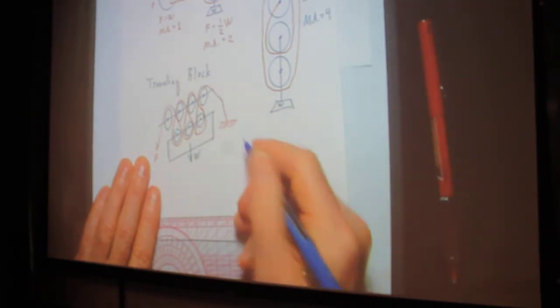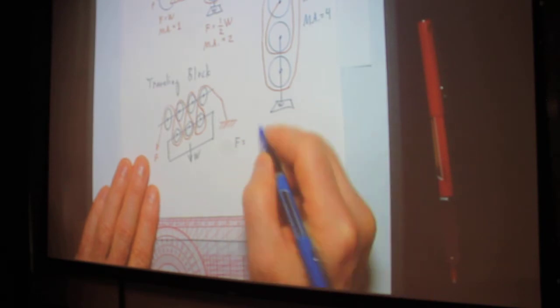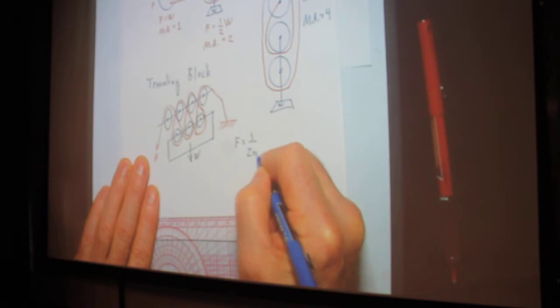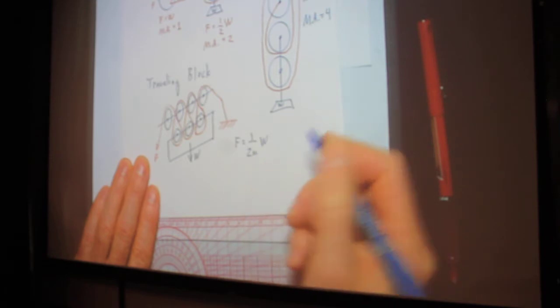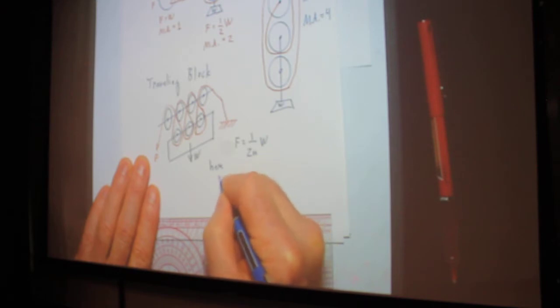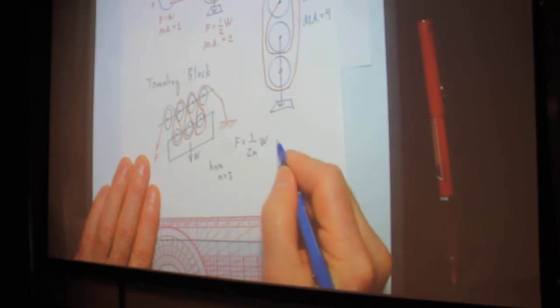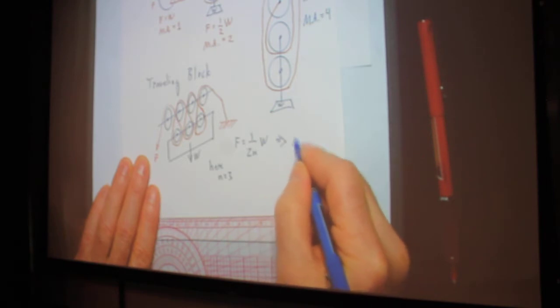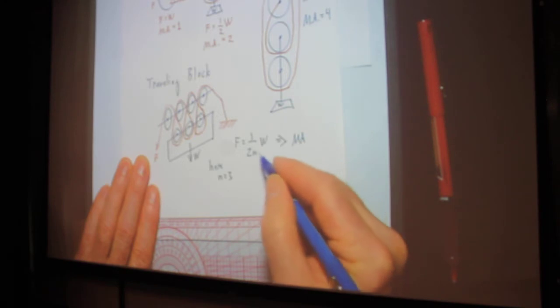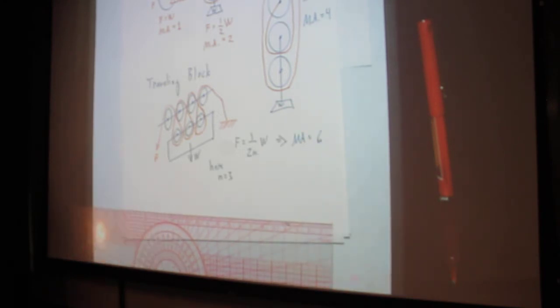So in this one here, you have F equals 1 over 2n times W. Here, n equals 3. So in this case here, your mechanical advantage would be 6. Okay. So let me show you a picture of what this is. So n is the number of pulleys on the weight.